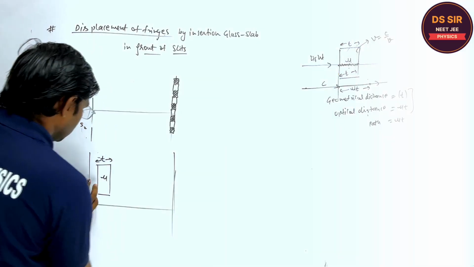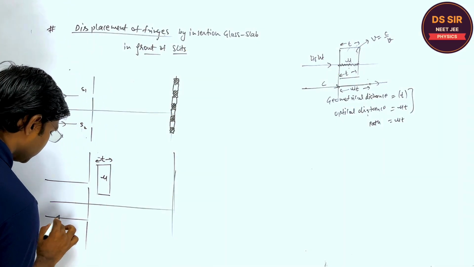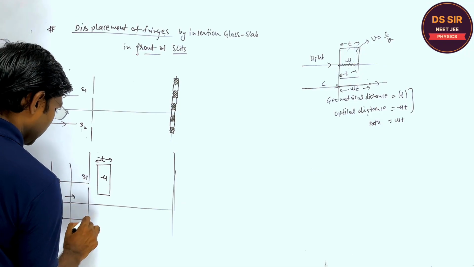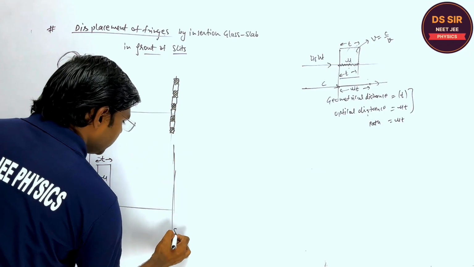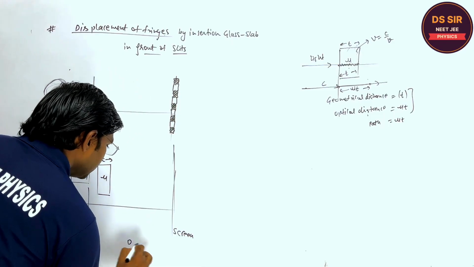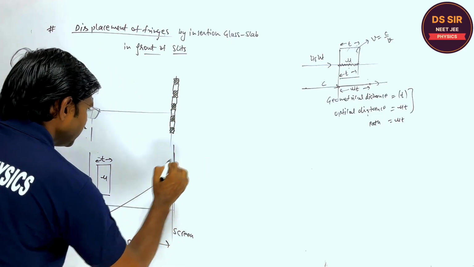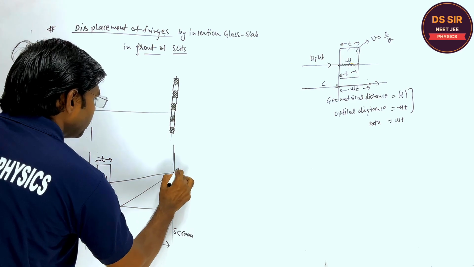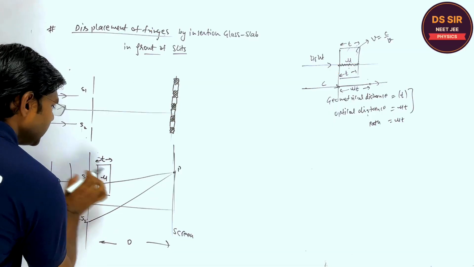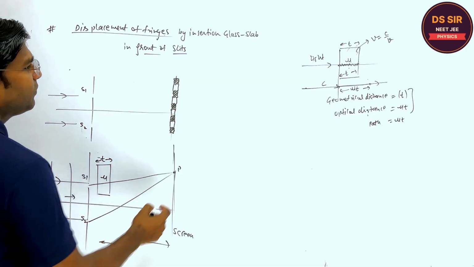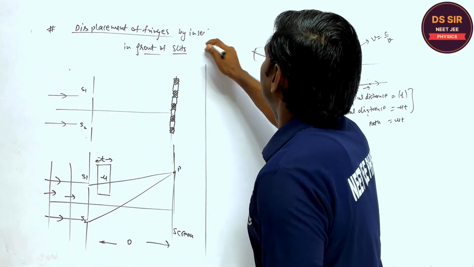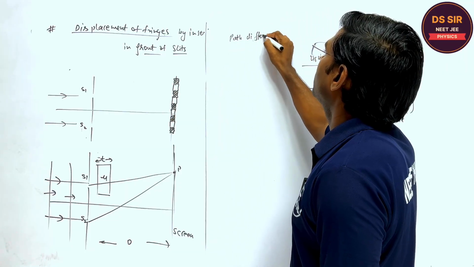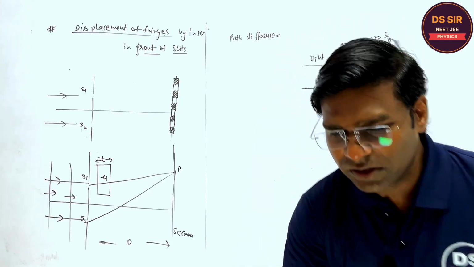Yes, copy this first. When the light comes in the form of a plane wavefront like this, consider any point P on the screen at distance d. One light reaches from S1 and one light reaches from S2. So this thickness is t. What is the path difference, you will say now? Path difference you have to find.